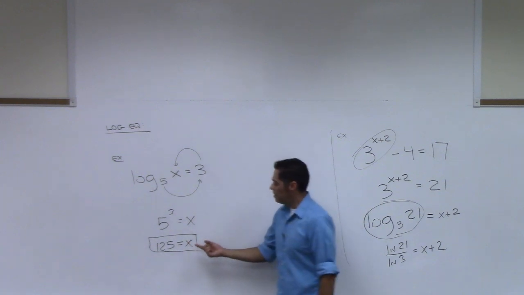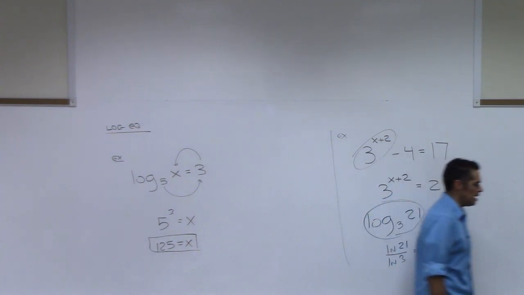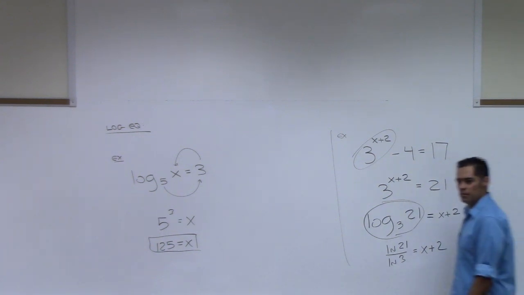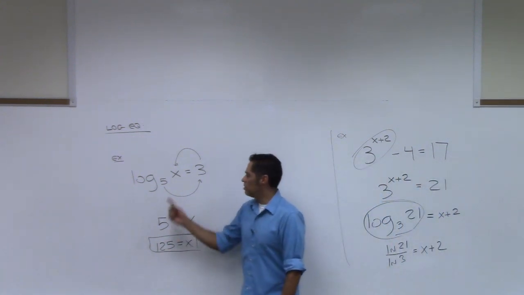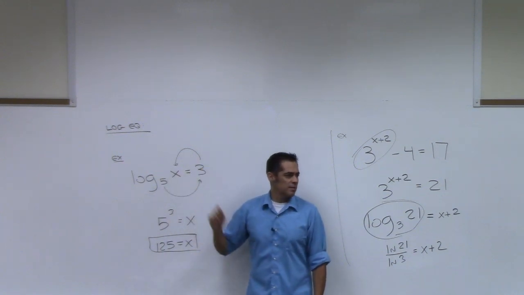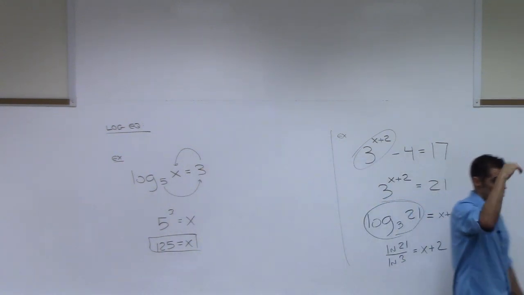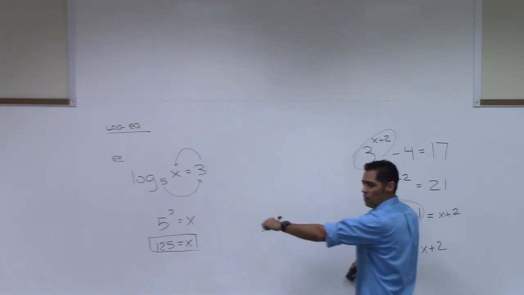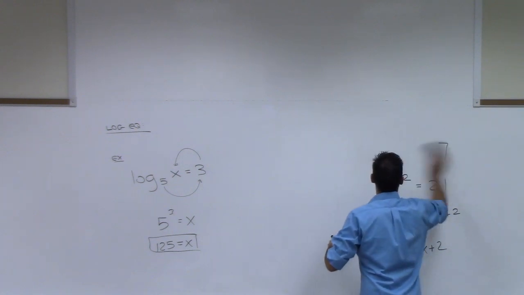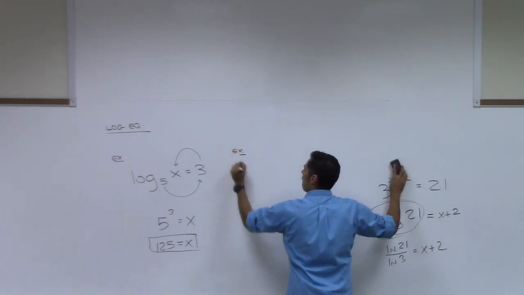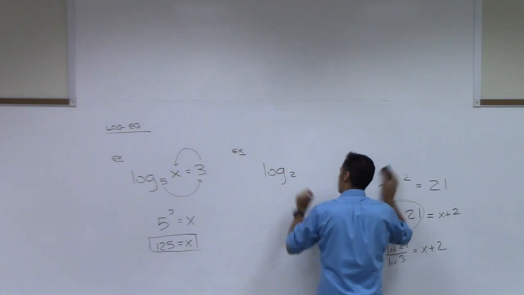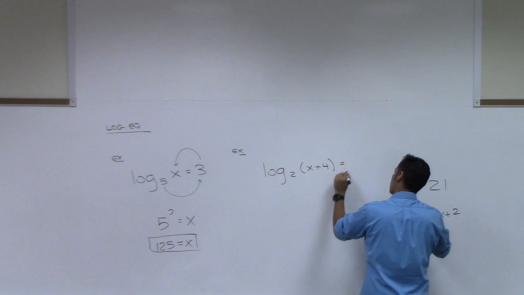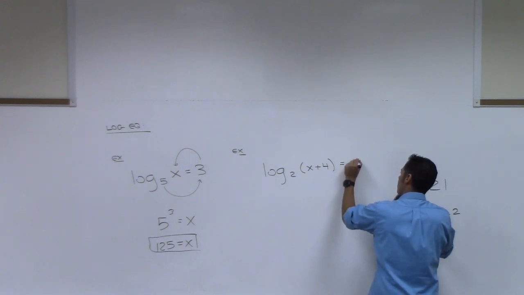Be careful here. The biggest mistake I see, what do you think the biggest incorrect answer I get for that problem is? 15. Because what do students do? 5 times 3 is x. It's not 5 times 3. It's 5 raised to the third power. Let's try another one. Is that pretty straightforward with that loop idea? Okay, let's do another one. Log base 2 of x plus 4 equals 5.